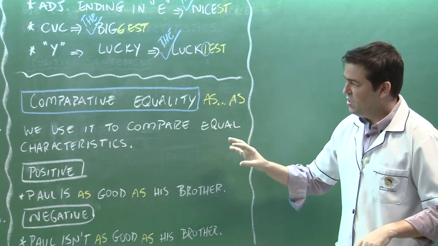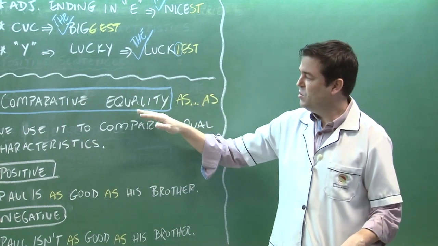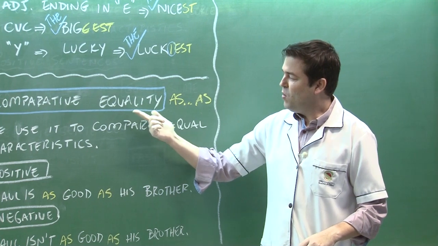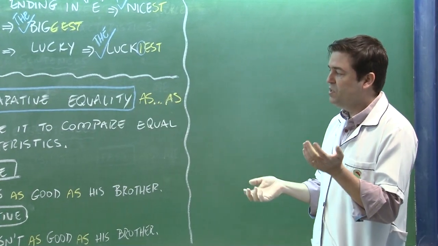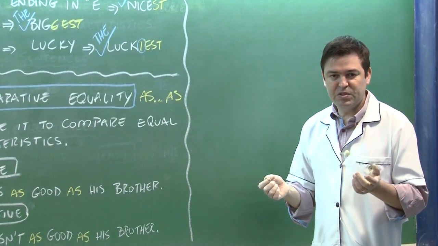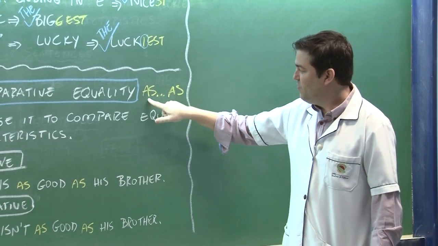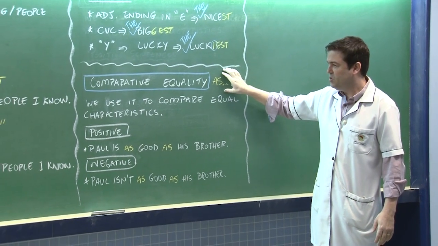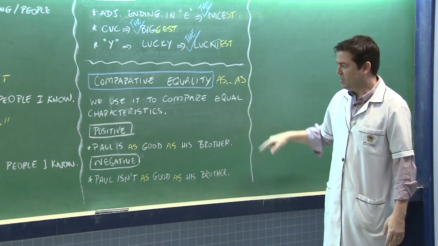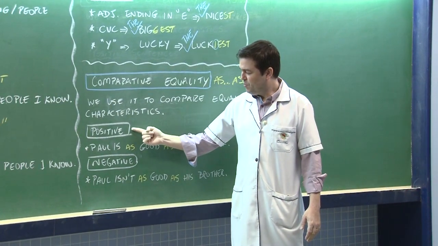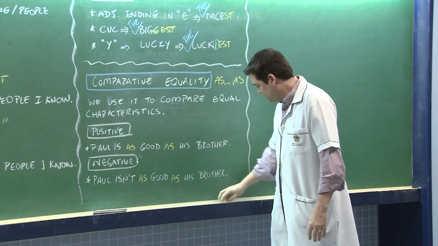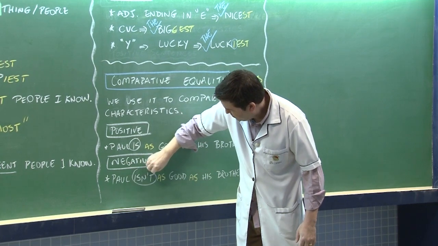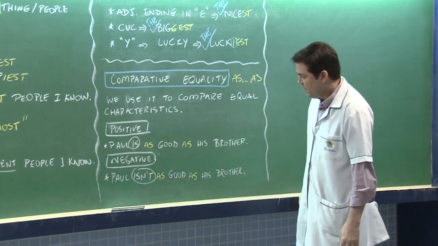The last one of the comparative is the one that's called equality. The name says equality because we use it to compare equal characteristics, okay? And for that, I'm going to use these two words, as, and then the adjective, and again the word as, all right? We have two forms, the positive and the negative. Where do you see the positive and the negative? In here, in the verb. Here we have positive and here we have negative.